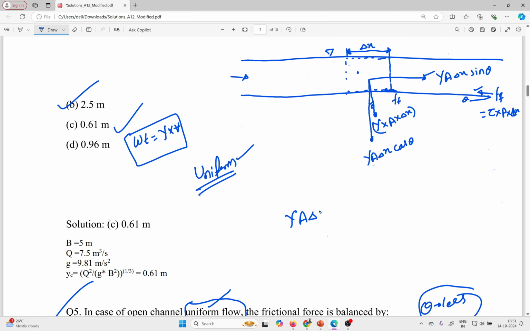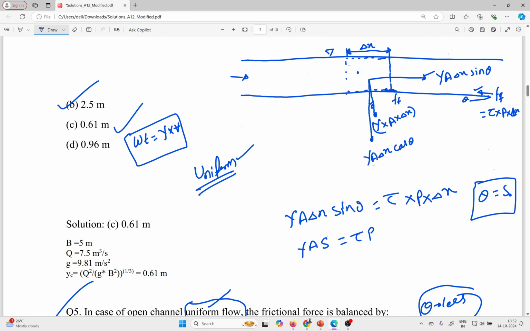Gamma A delta x sine theta is equal to shear stress times perimeter times delta x. So delta x will cancel out, and theta, if very small, will be equal to the slope of the bed. So gamma A S is equal to tau P. So your shear stress is equal to gamma A by P S. So you can write it as gamma R S.